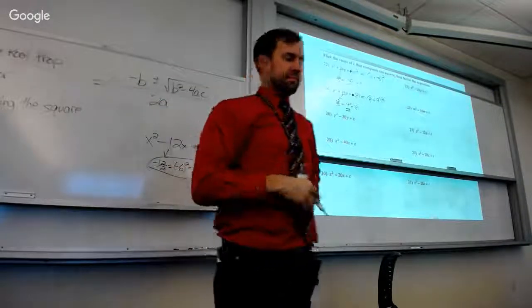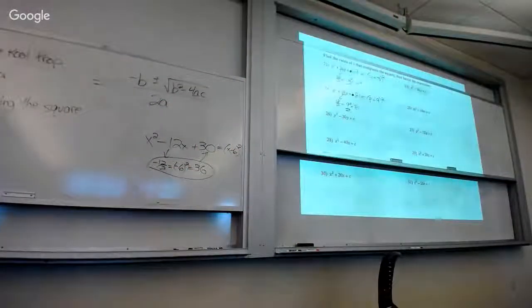So again, practice them. Give them a shot. Use that same process. Take the middle term, divide it by 2, square it. That's what number should go at the end. And then write it as a factor in the factored form of a perfect square binomial.